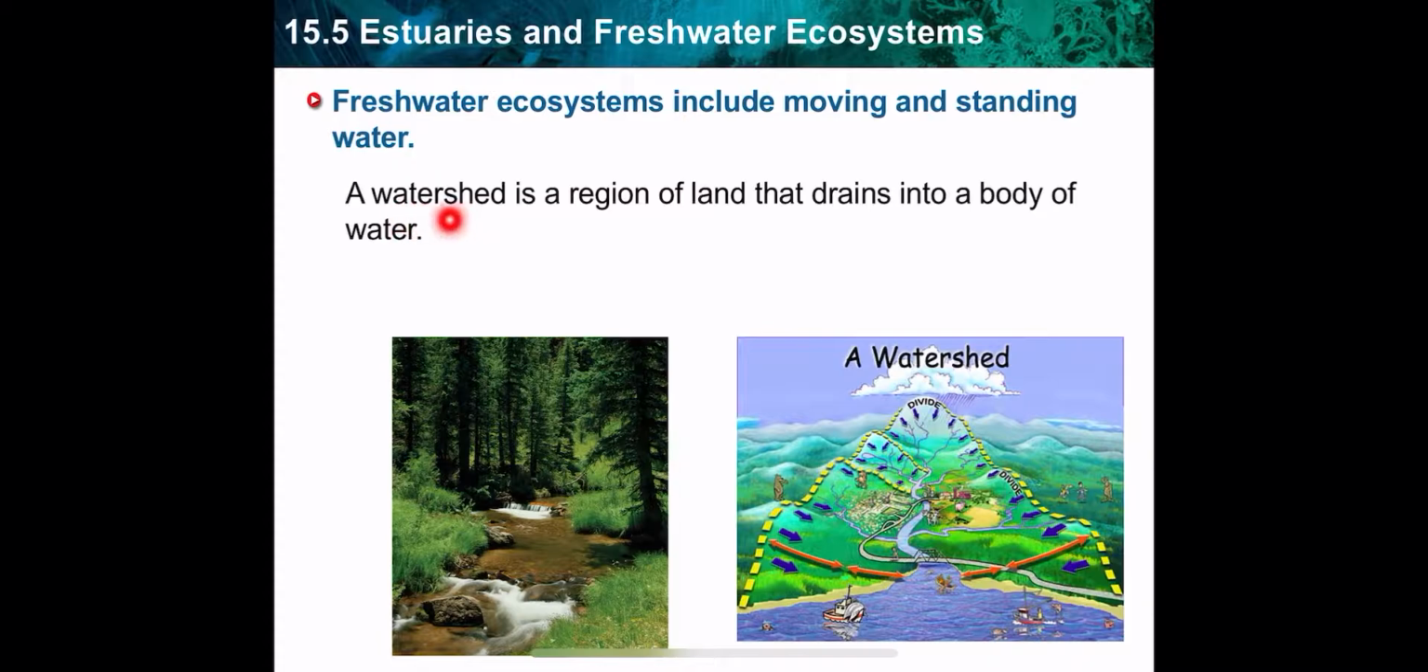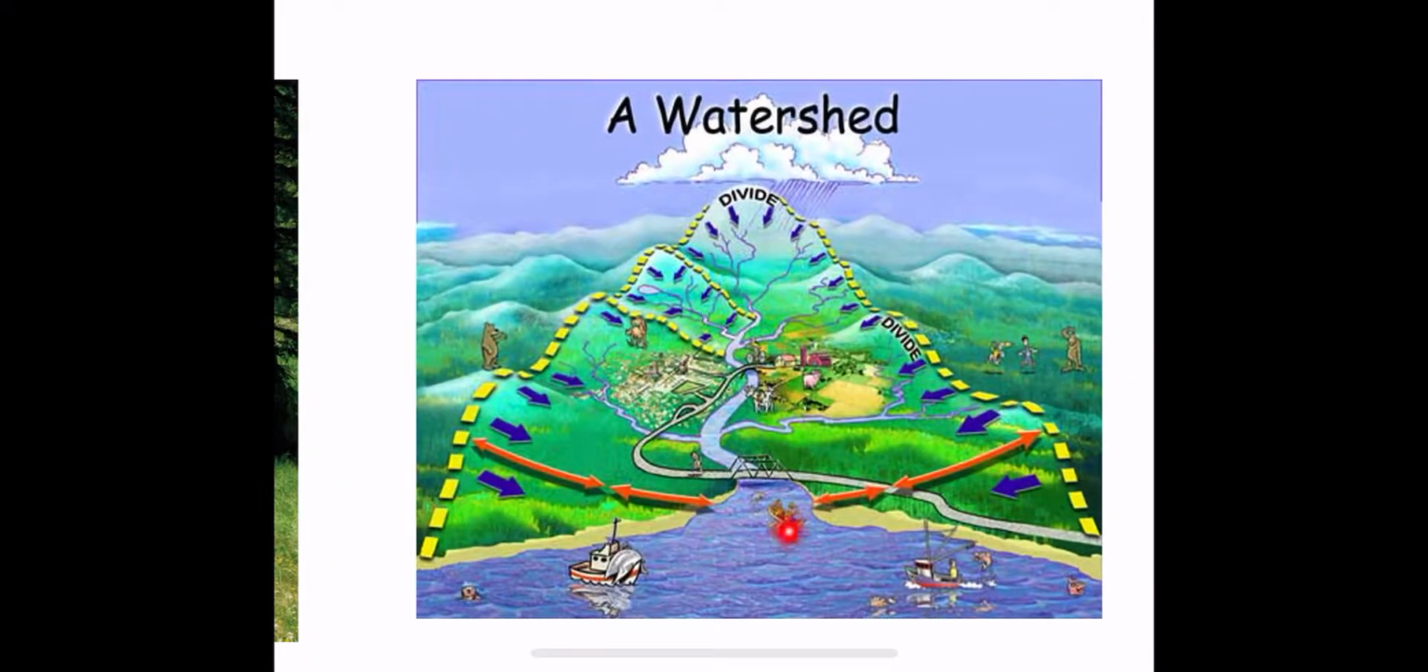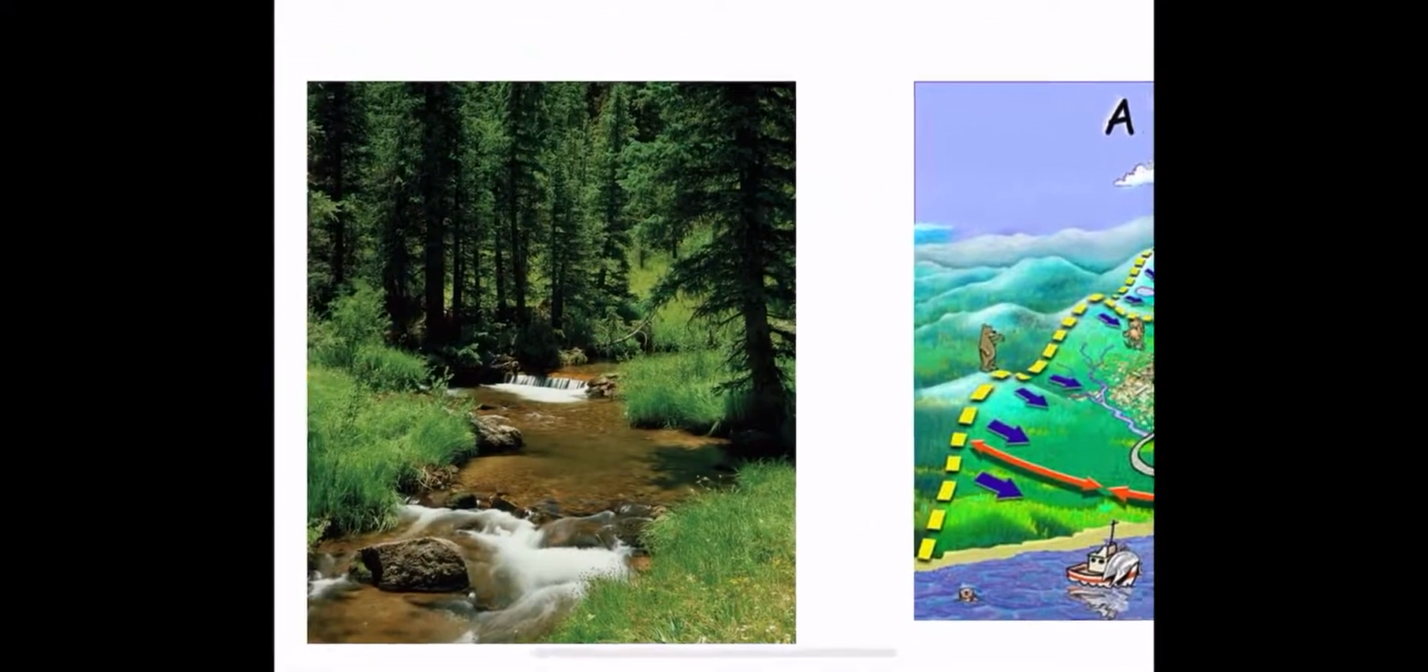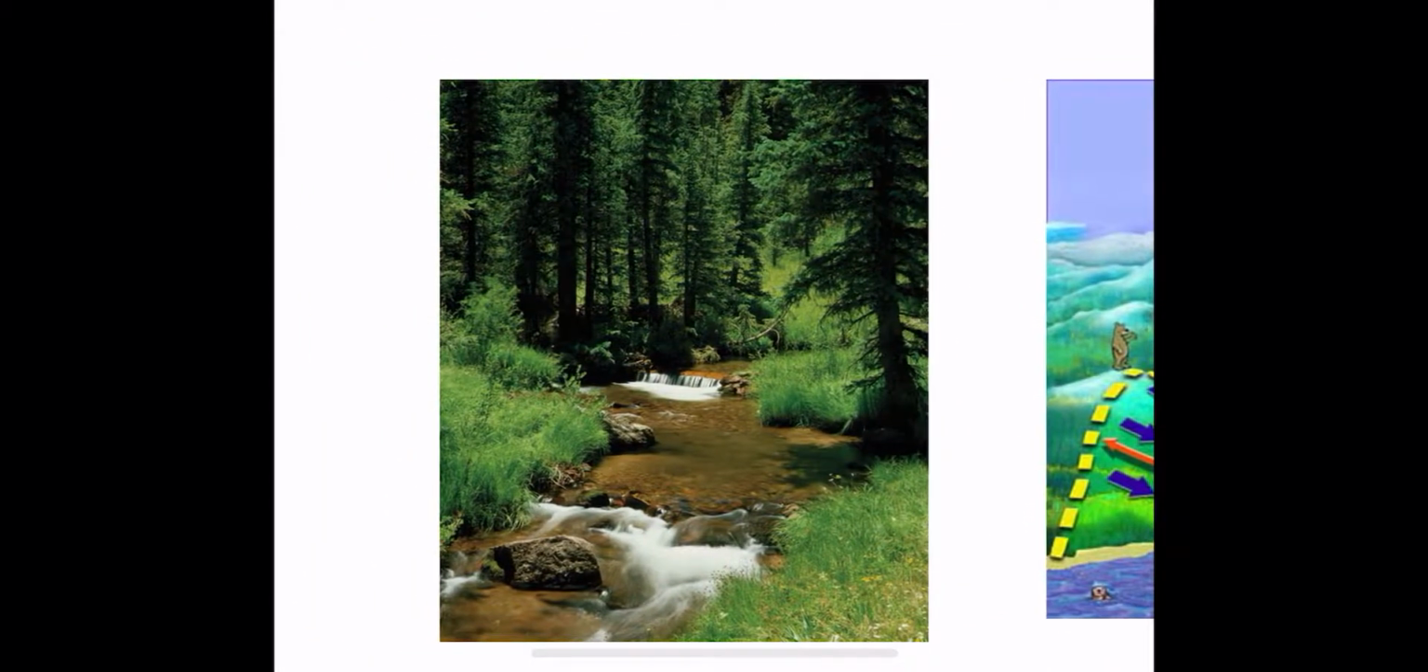There is a watershed that drains the water into a body of water like streams, rivers, ponds, or lakes. So, what is the meaning of watershed? This area is the watershed. This land area drains into a body of water. This body of water may be a river, stream, lake, or pond, and this is the watershed. And here is the figure of a real watershed.